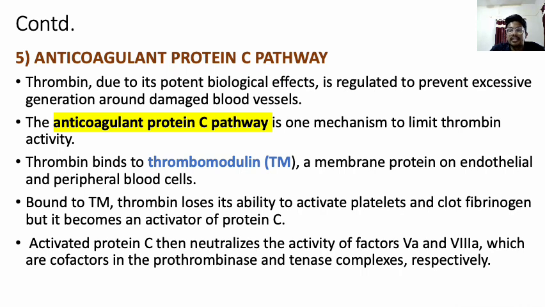In endothelial cells and peripheral blood cells, there is a membrane protein called thrombomodulin, TM. When vascular damage is happening, thrombin is automatically produced. But to prevent its excessive production, thrombin will bind to thrombomodulin. Once the thrombin is bound to the thrombomodulin, it will lose its activity to activate the platelets and clot the fibrinogen. That activity is lost, but it becomes an activator of protein C. When the activated protein C is formed, it will neutralize the activity of factor 5A and factor 8A. We know that factor 5A and factor 8A are required in the prothrombinase and the tenase complex. So that activity is reduced.